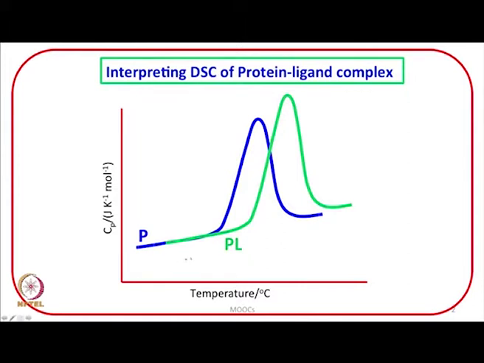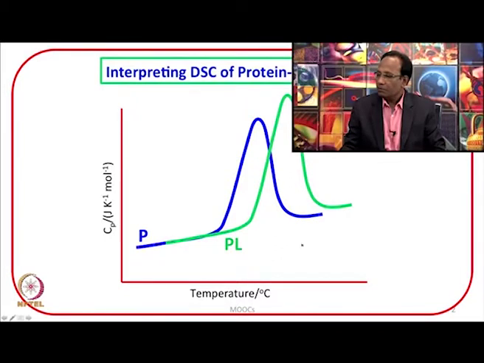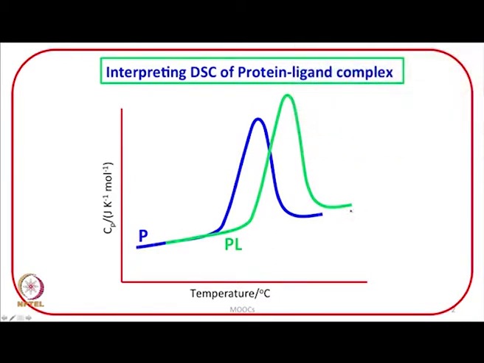Now this kind of situation will arise when the protein is fully saturated with the ligand. What I mean is, PL showing only one peak, this kind of situation will arise when the protein is fully saturated with the ligand.